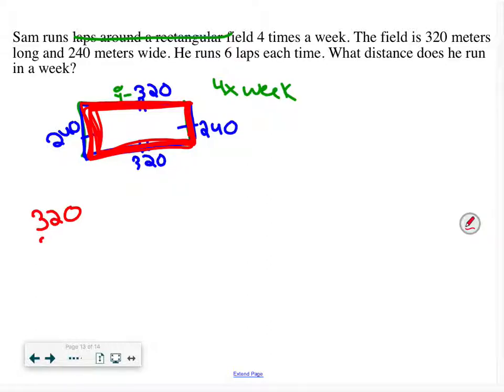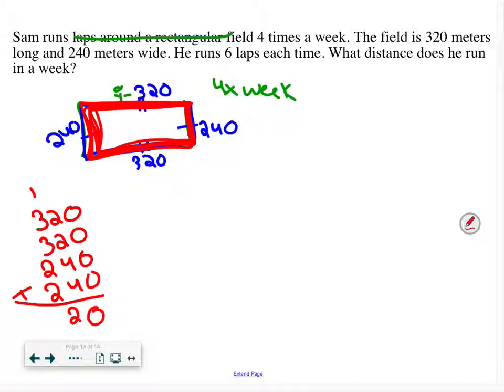So I could do it 2 ways. I could add them all up at once, or I could do 320 times 2 plus 240 times 2, whatever makes sense to you. I'm just going to add them. Wait, I'm bad. That's 1 lap. 1,100, jeepers. How many in meters? That is 1,120 meters just for one lap.